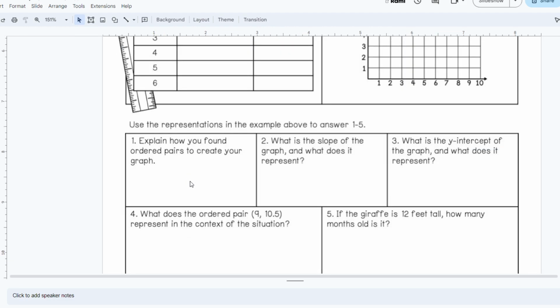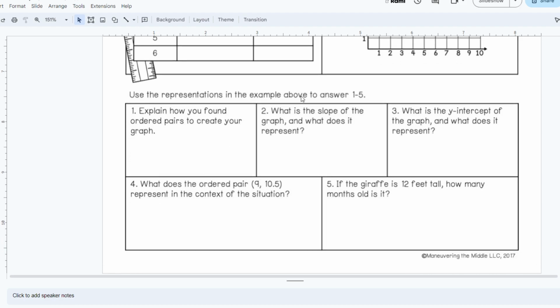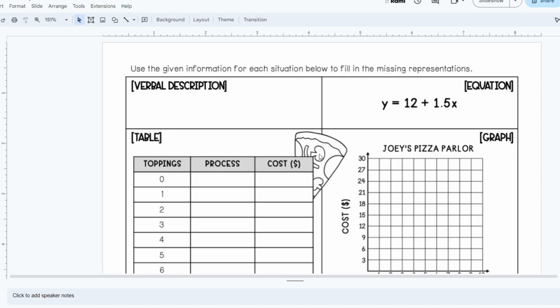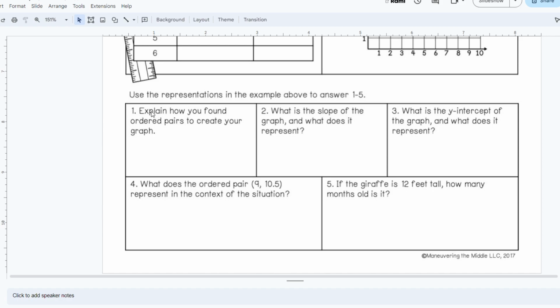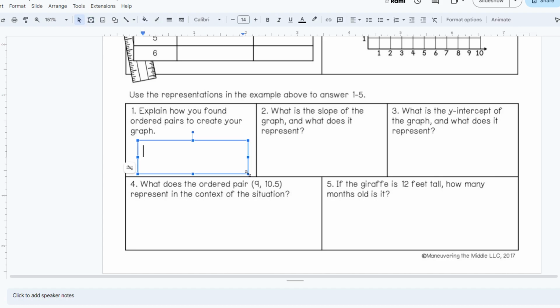All right, use representations in the example above to answer 1 through 5. So let's look at this really quick, and then we can go on to the next one. So explain how you found ordered pairs to create your graph.